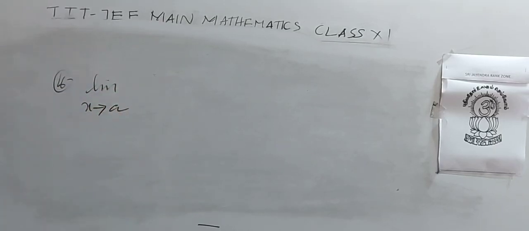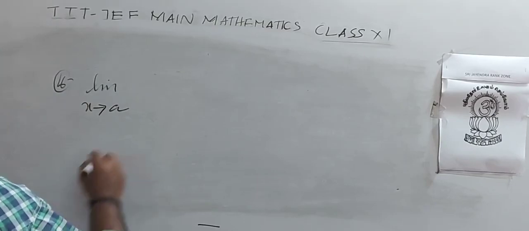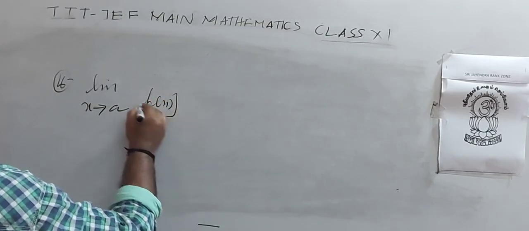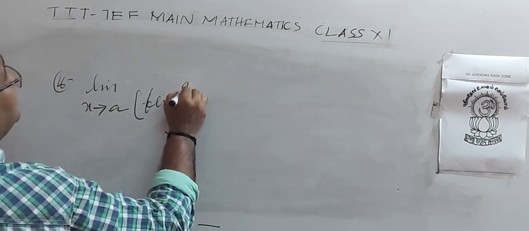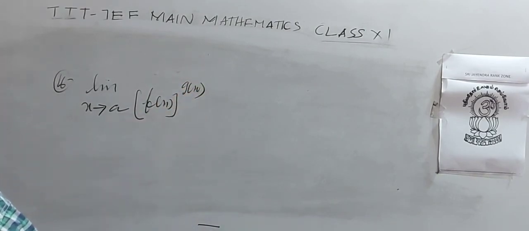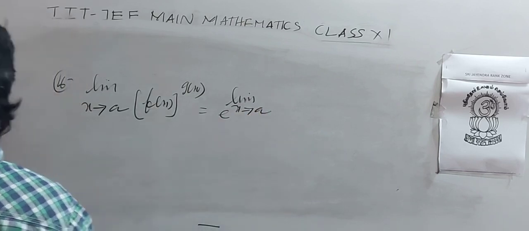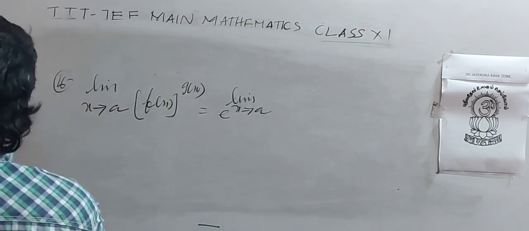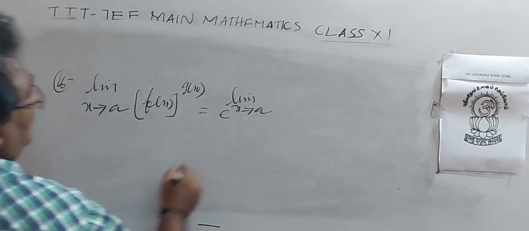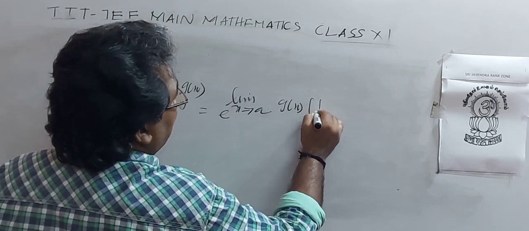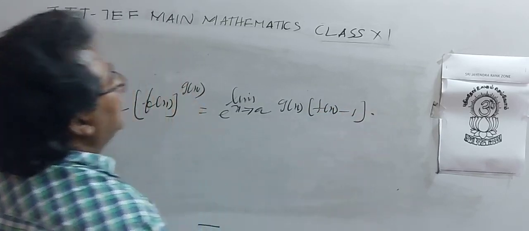Limit x tends to a of f of x power g of x equals e power limit x tends to a of g of x into (f of x minus 1).